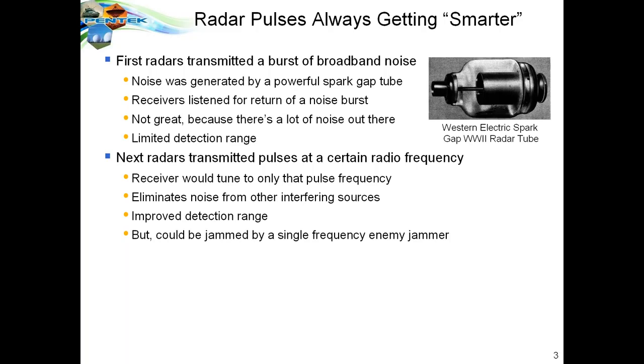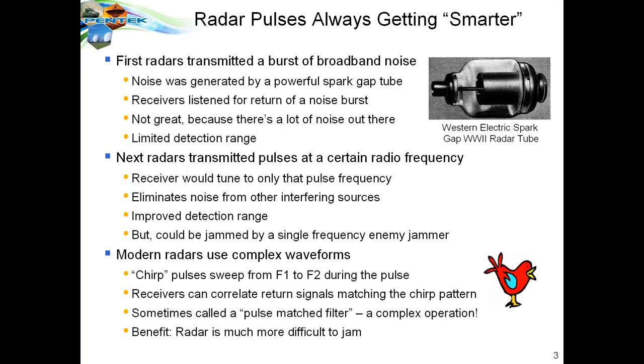The next radars transmitted pulses at a certain radio frequency. So the radar receiver would tune only to that frequency and measure the time of the pulse returning at that frequency. It eliminated noise from all the other interfering sources. It improved detection range, but because it's operating at a single frequency, it could be jammed by an enemy jammer that would transmit a powerful signal at that same frequency.